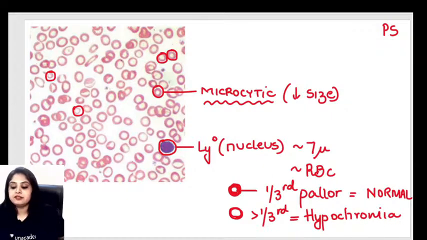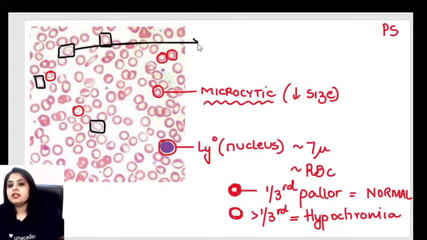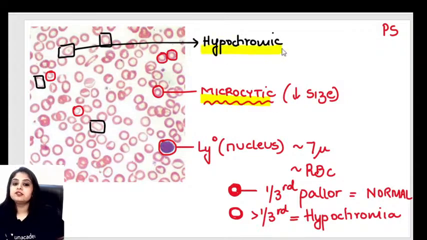So have a look at these guys. Have a look at, for example, this red blood cell, or look at this red blood cell, or any one that you pick up. You don't see only central 1/3. You see most of them are empty. So I can clearly mention that they are hypochromic. So what kind of a peripheral smear does this become? You'll say that, okay, this happens to be a microcytic hypochromic peripheral smear.